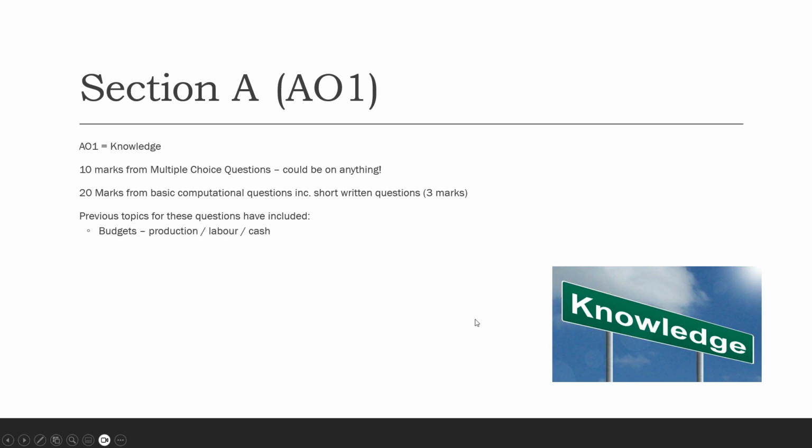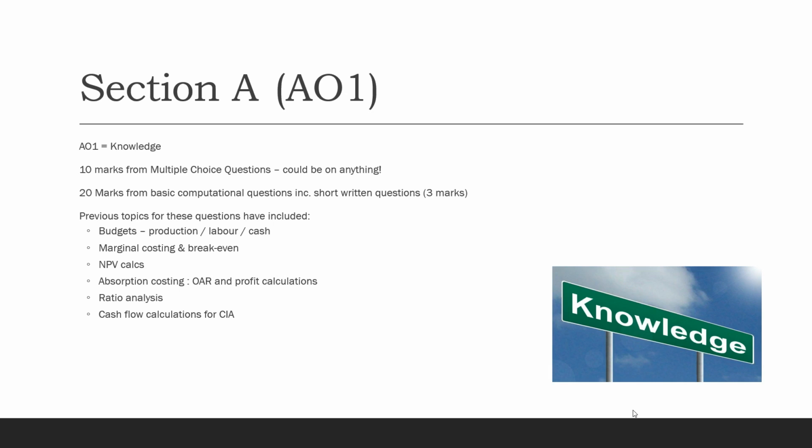Previous topics for these have included little budget questions, so production budgets, labour budgets, cash budgets. Marginal costing and break-even has appeared in there. Net present value calculations, absorption costing, we've had overhead absorption rates and profit calculations. We've had ratio analysis, and we've had cash flow calculations for your capital investment appraisal. So cash flows that need to be calculated in order to perform payback calculations or NPV calculations. Disposal of non-current assets have been in there in the past, and we've had extracts from financial statements, so drawing up owner's capital account, for example.